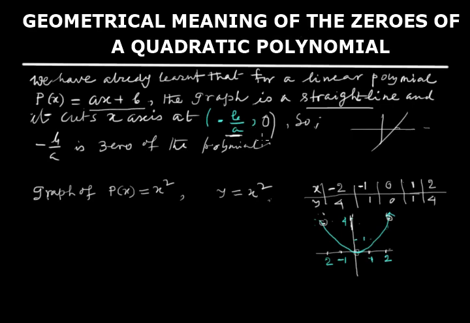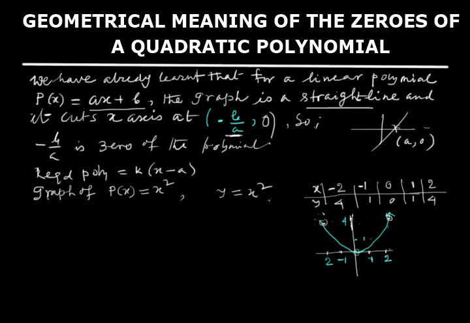Conversely, if we draw a graph, suppose it cuts the x-axis at a comma 0. So we can say the required polynomial is equal to k into x minus a.